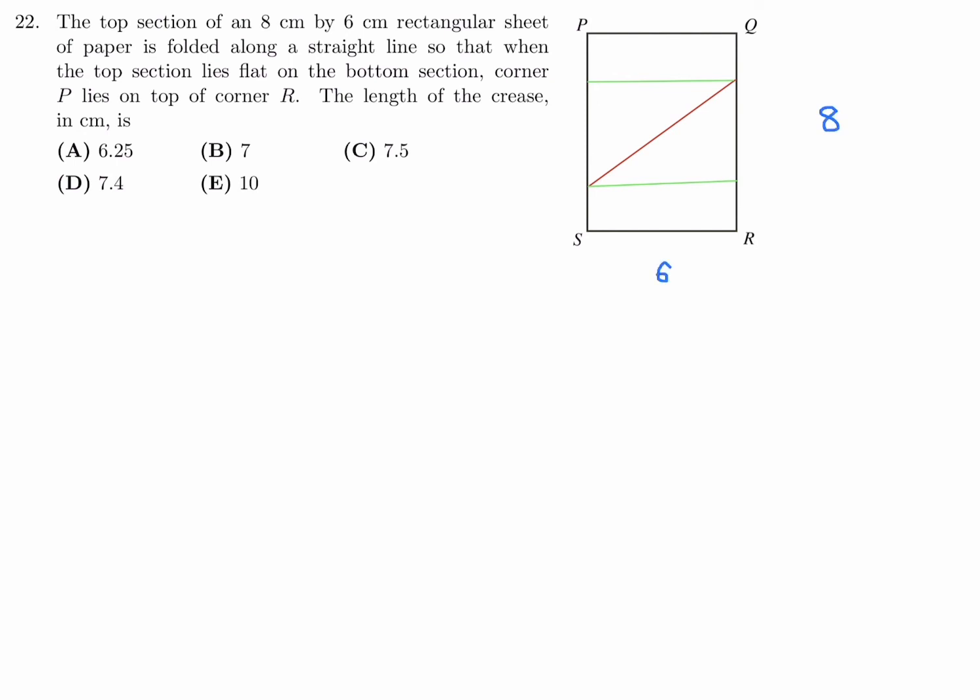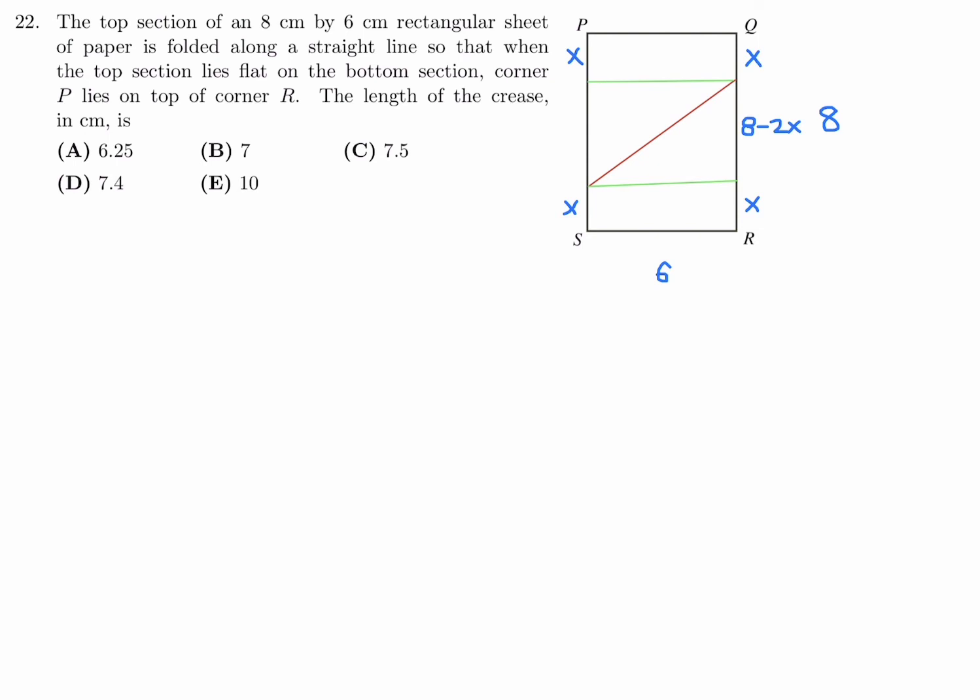Now, the distance from here to here, that I don't know, so I'll just call that X. And these were horizontal lines, so this is going to be X. And this is X and that's X also. And therefore, this section in the middle is going to be 8 minus 2X. And yeah, that's pretty much all we have so far.